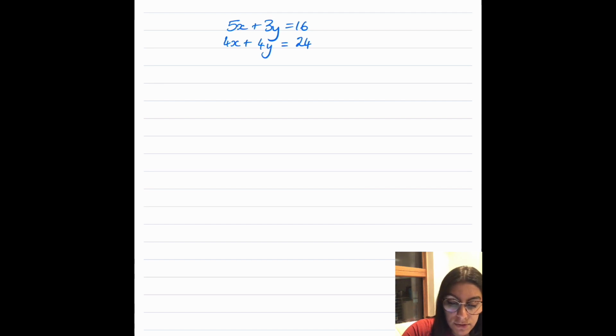The way I'm going to do this: it doesn't matter if you want to deal with the y variable first, by all means. If you want to deal with the x variable first, by all means. For the purpose of showing you that it works either way, we'll make the y variables the same this time. So I need a lowest common multiple of 3 and 4, which in this case is 12. Therefore, I would multiply this top equation by 4, and I'm going to multiply the bottom equation by 3.